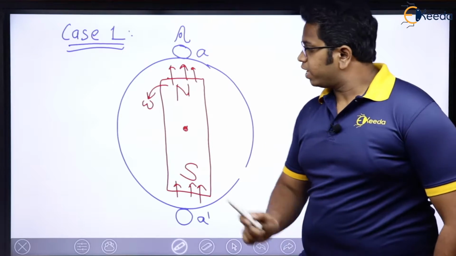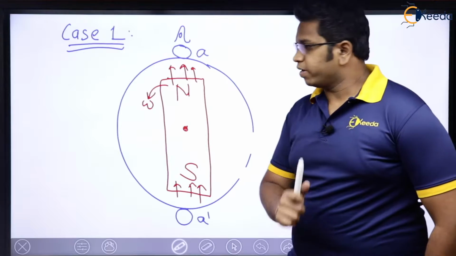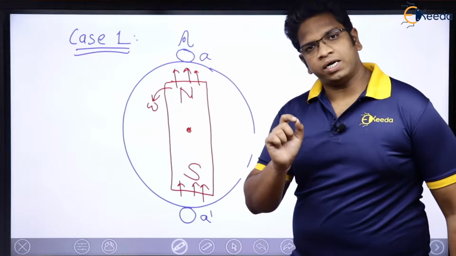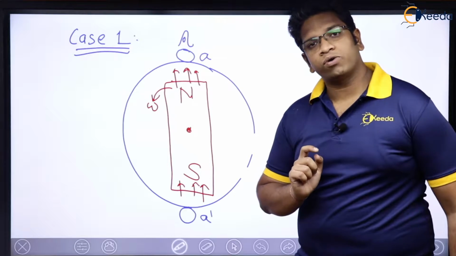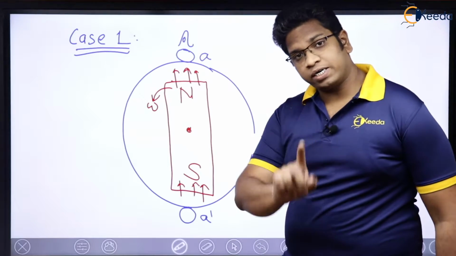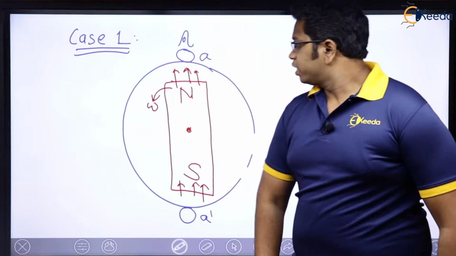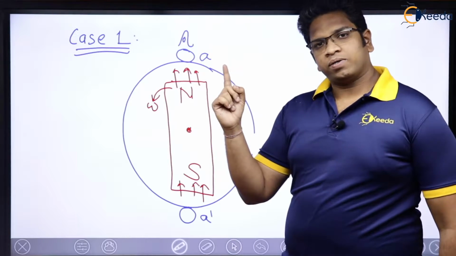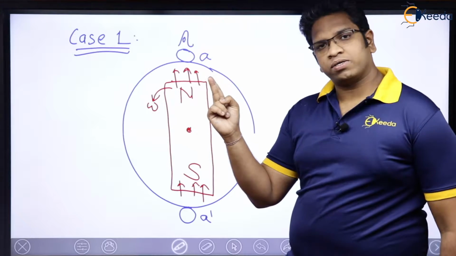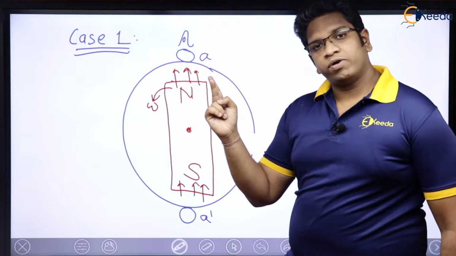Now we are supposed to find the direction of EMF. So let's find. See here, I have already told you, in order to find the direction of induced EMF, we use what rule? Right hand rule. Not right hand thumb rule. We use right hand rule. Remember that, right hand rule. Now this finger indicates what? Flux. This finger indicates what? Direction of induced EMF.